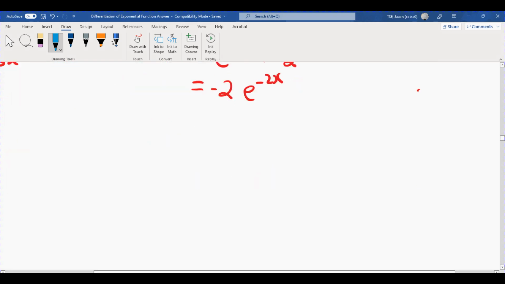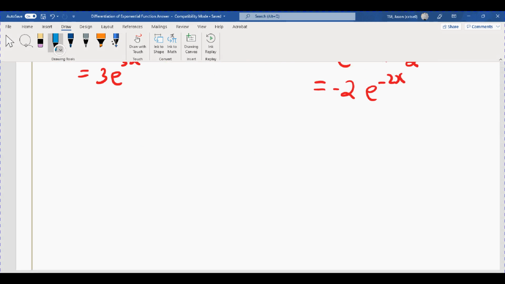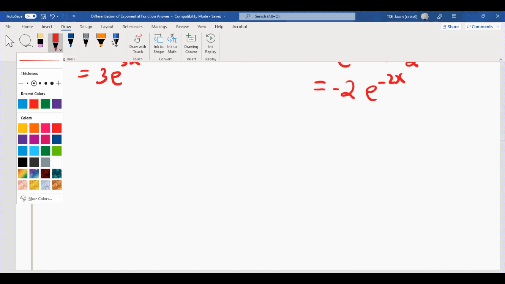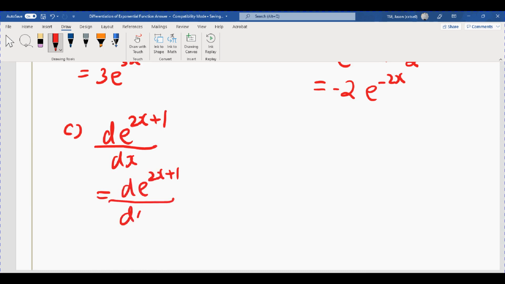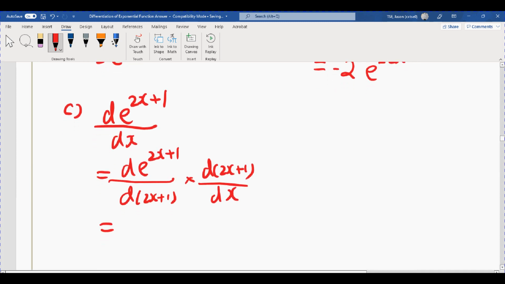Okay, for C, what I'm going to do is, 2x plus 1, right? dx. And the power is 2x plus 1, so I'm going to create that 2x plus 1 in the denominator. I'm going to multiply the same thing right here. The first part is just itself. The second part is 2, because d of 1 just equals 0, and you should be okay with that. That's it.